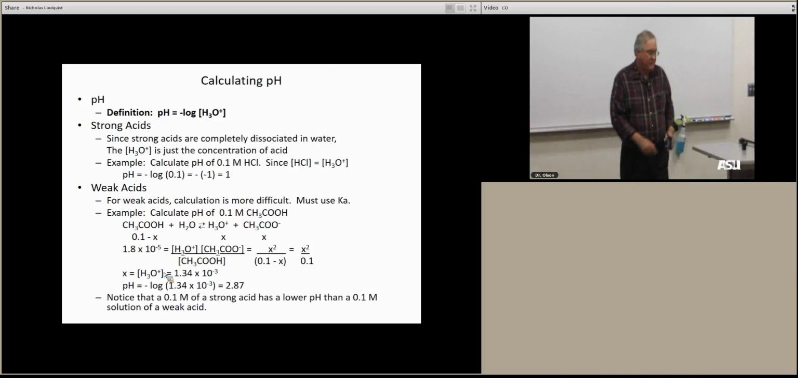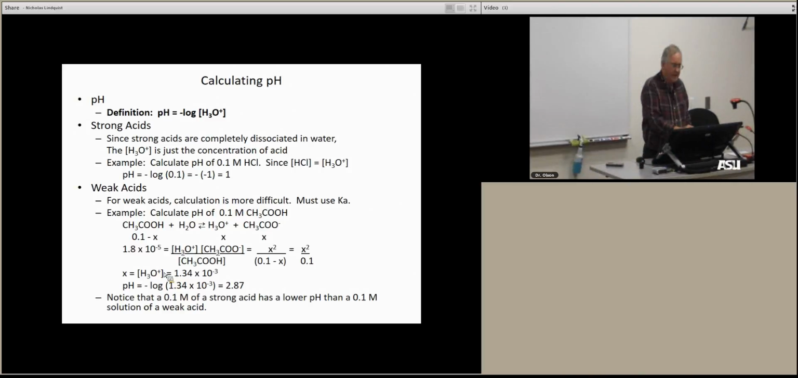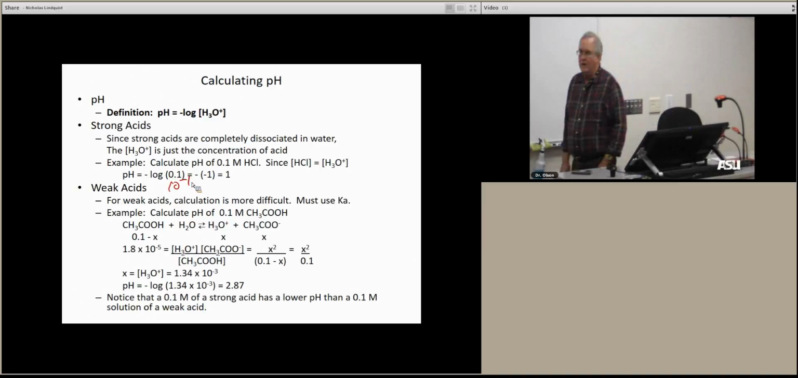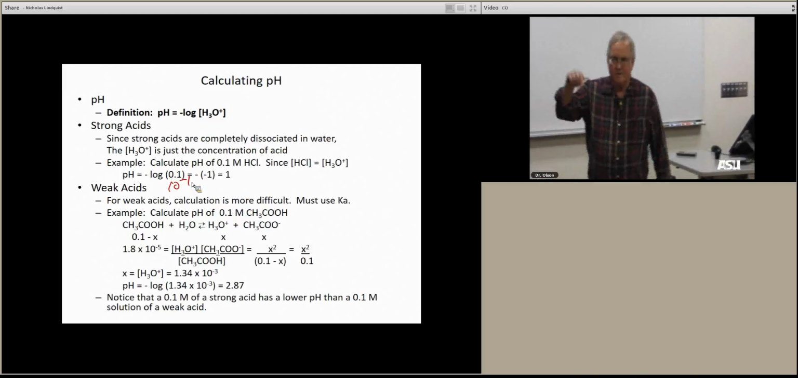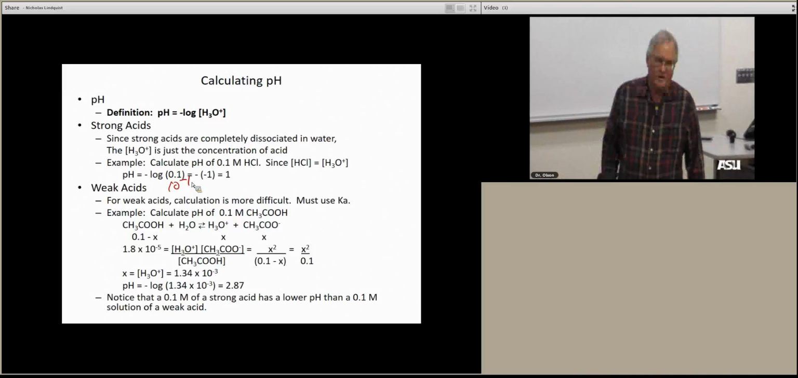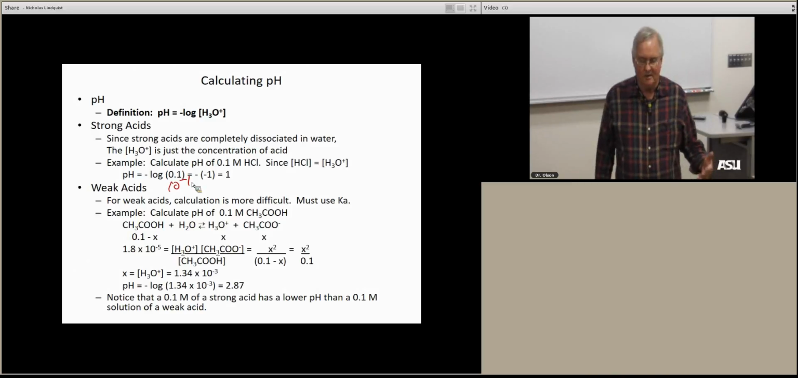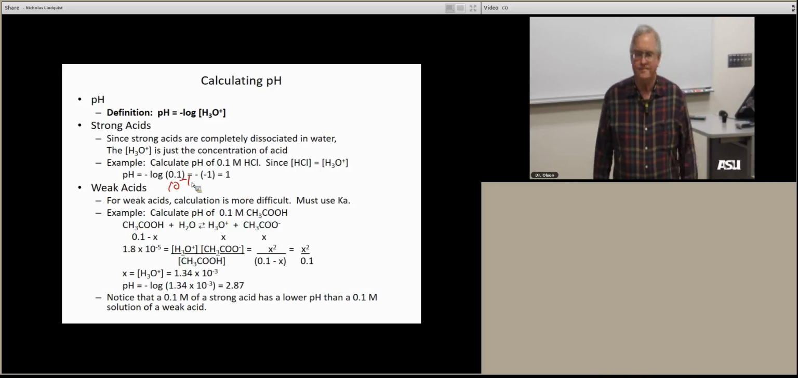That's all you have to do. It's real easy, okay? In the case of a 0.1 molar solution, remember 0.1 is equal to 10 to the minus 1. And remember the logarithm is just whatever that exponent is. So the logarithm of 10 to the minus 1 is minus 1. The pH is the negative logarithm, so the pH would be 1.